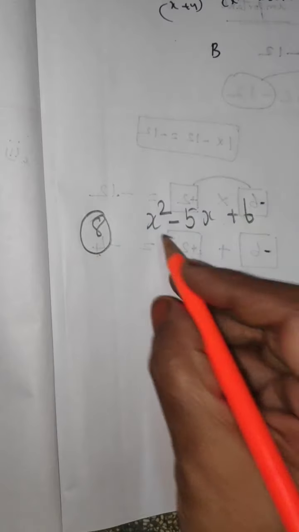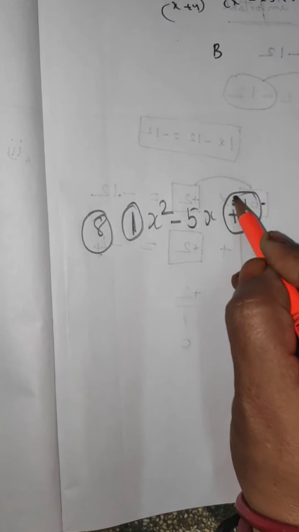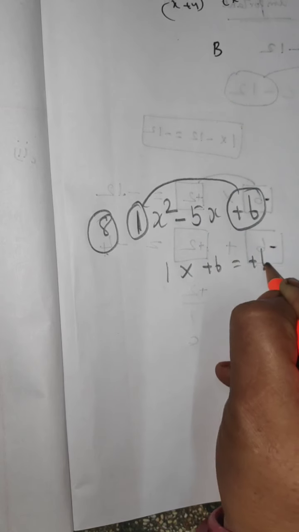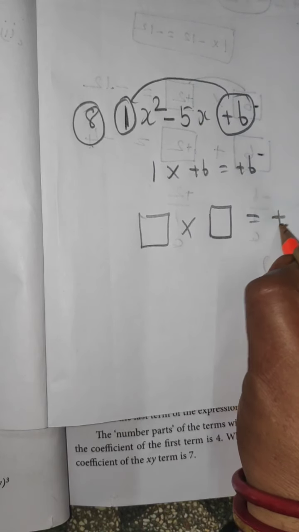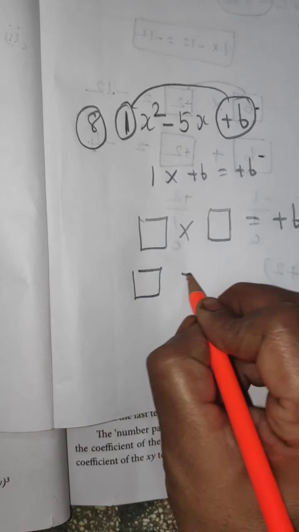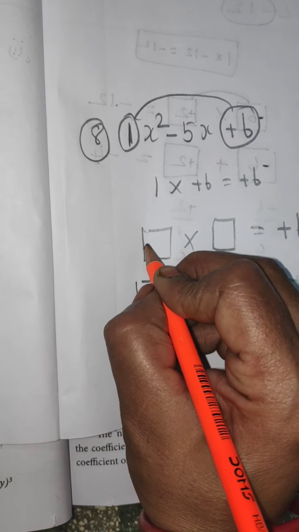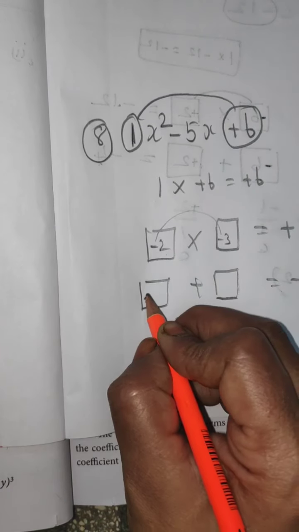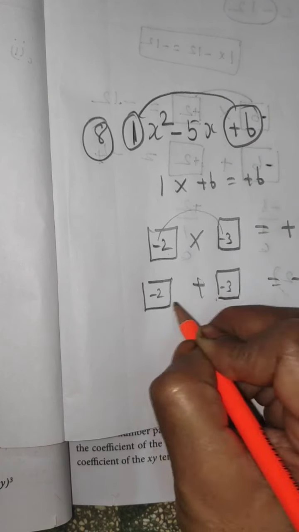8th question, objective type question. Here there is no number before x squared, so write 1. 1 into 6 equals plus 6. So the product of the two numbers should be plus 6, and the same two numbers should add to give minus 5. You write minus 2 and minus 3. 2 threes are 6, and minus into minus is plus. The same numbers minus 2 and minus 3 added give minus 5.